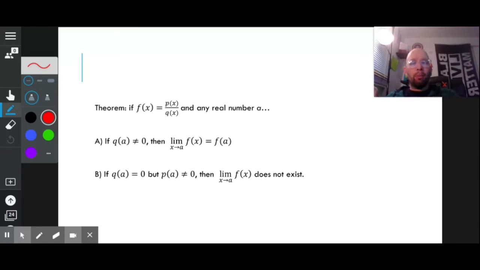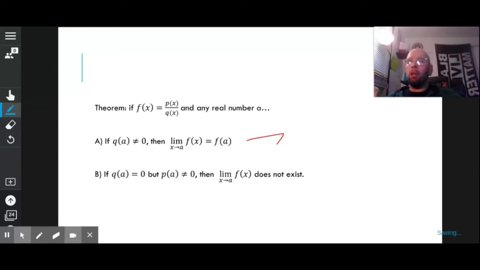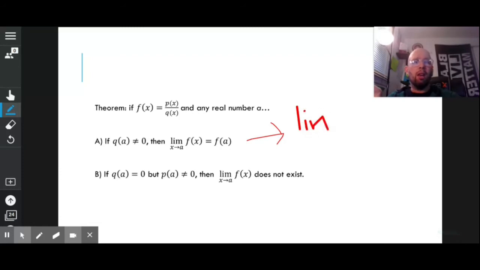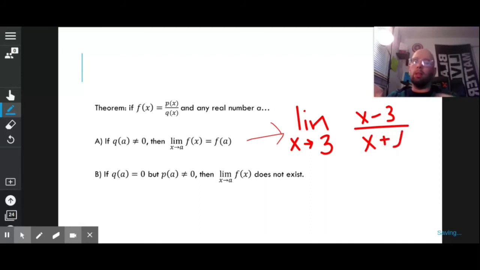So if I have something like this, I don't care about the top. Let me come up with a very quick, very basic, very easy example. The limit as x approaches 3 of (x minus 3) over (x plus 5).